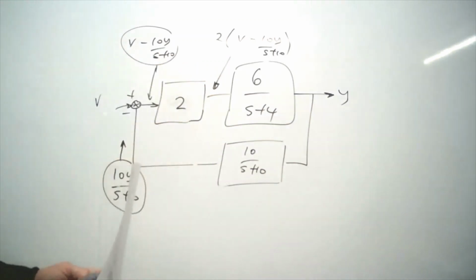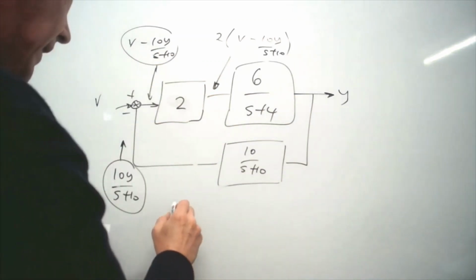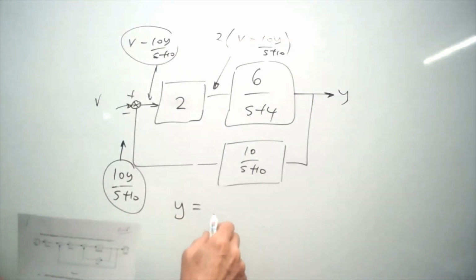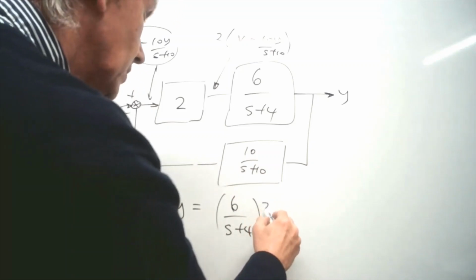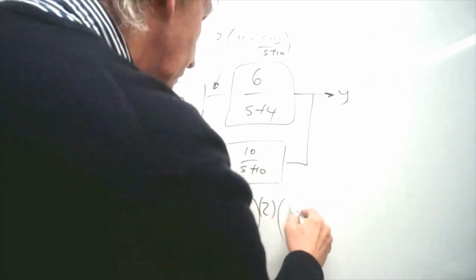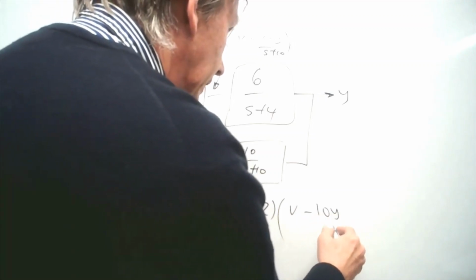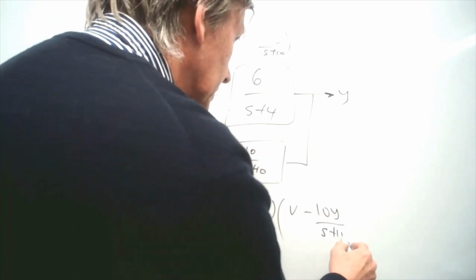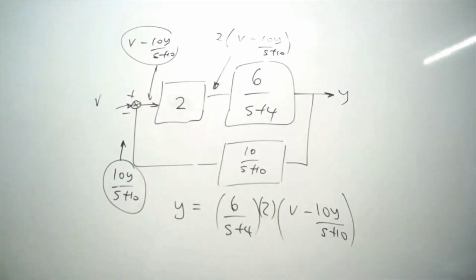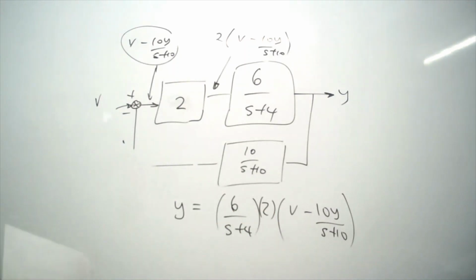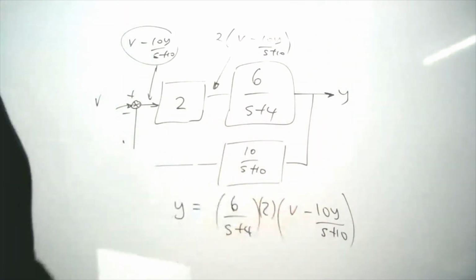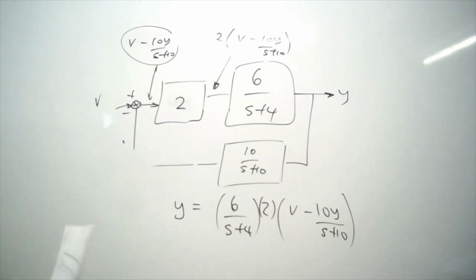So we can again get our equation, which is that y equals 6 over s plus 4 times 2 times v minus 10y over s plus 10. So there's our equation now. Now, one thing to be careful with here is this term. It's a term with fractions in, and it's always prone to making an error.